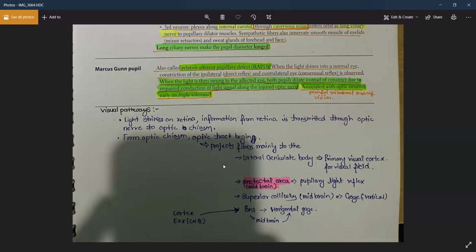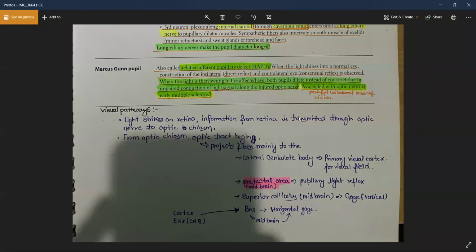From the optic nerve, you have mainly these three pathways: the lateral geniculate body, the pretectal area, and the superior colliculus. The lateral geniculate body for the visual field, the pretectal area for the pupillary light reflex, and the superior colliculus for the vertical gaze. Any doubt on these pathways?